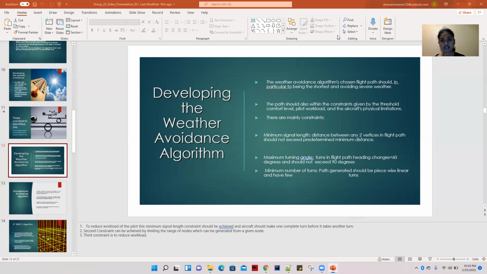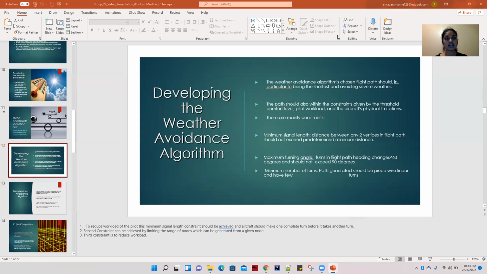The three constraints are: the first one is minimum segment length. It is defined as the distance between any two vertices in the flight path, which should not be less than the predetermined minimum distance. The second one is the maximum turning angle. Here, the turns in the flight path heading changes should always be less than 60 degrees and should not exceed 90 degrees. This constraint can be achieved by limiting the range of nodes. And the third constraint is the minimum number of turns. The path generated should always be linear and it should have only a few turns.